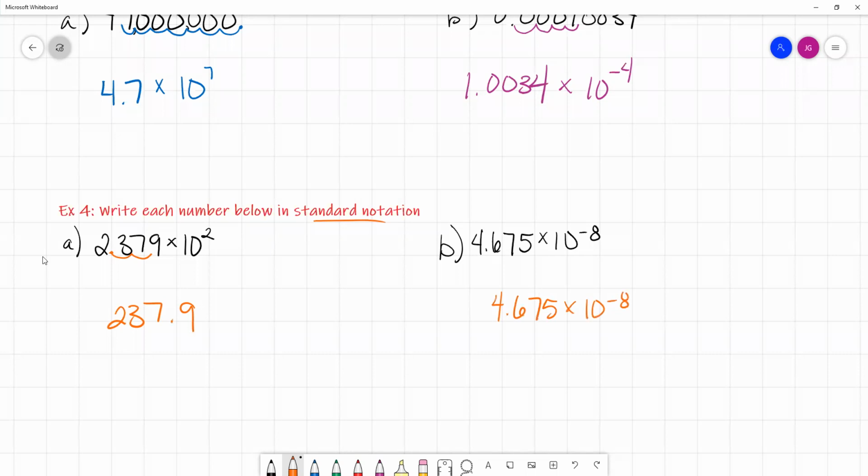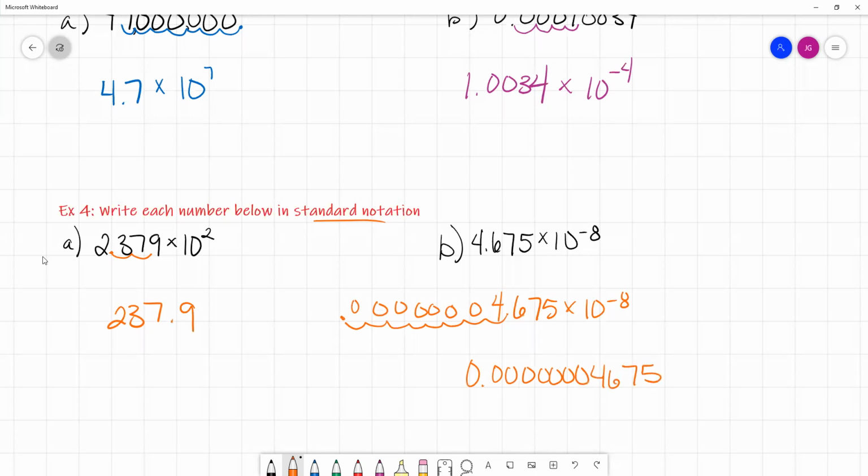So I'm going to count 1, 2, 3, 4, 5, 6, 7, 8, and then just fill all these little valleys with zeros. So I have 1, 2, 3, 4, 5, 6, 7 zeros. My new number is 0.00000004675.